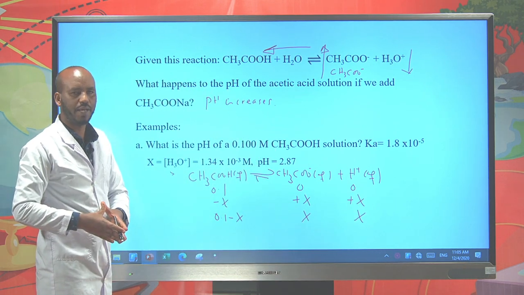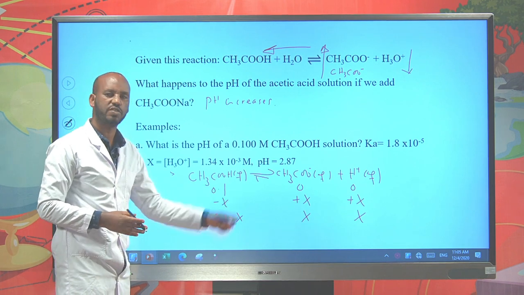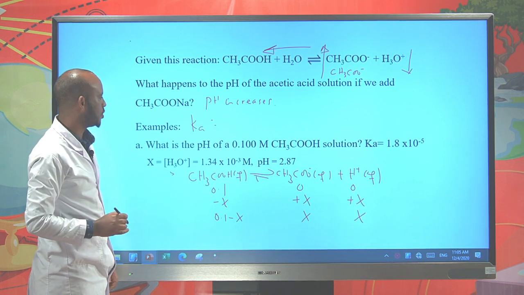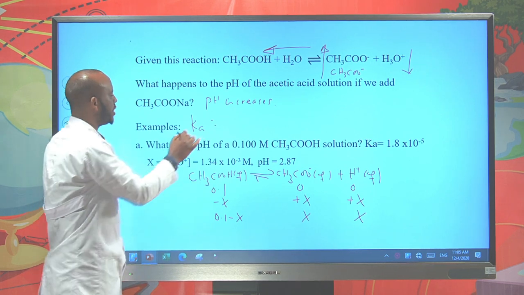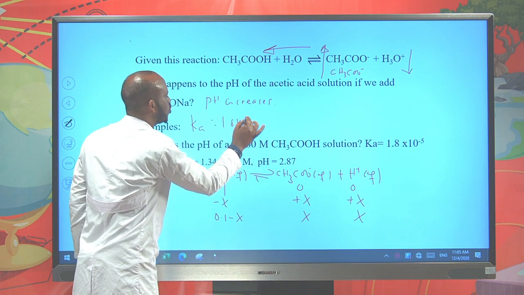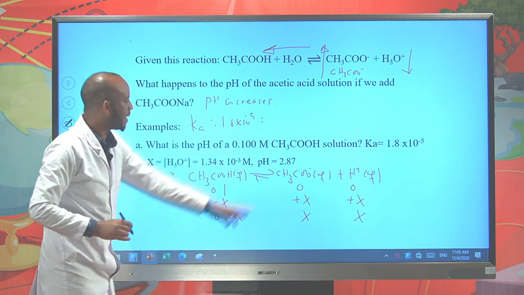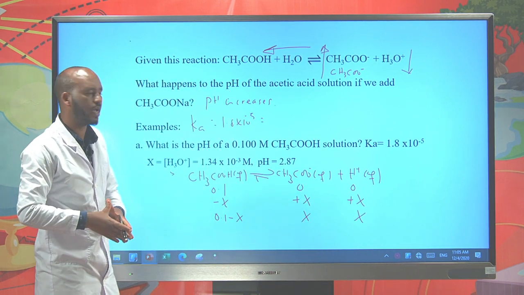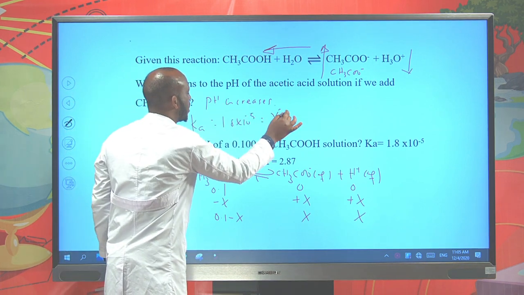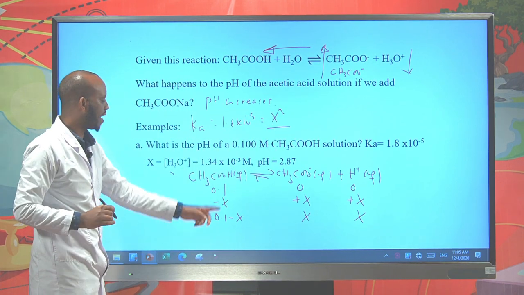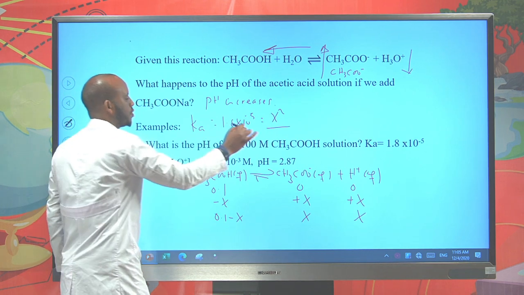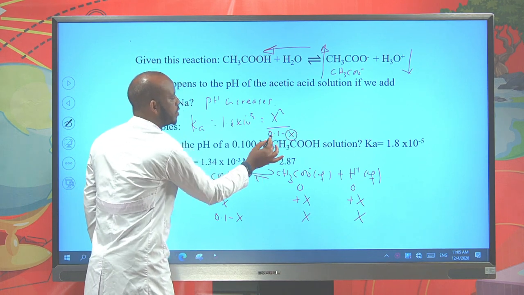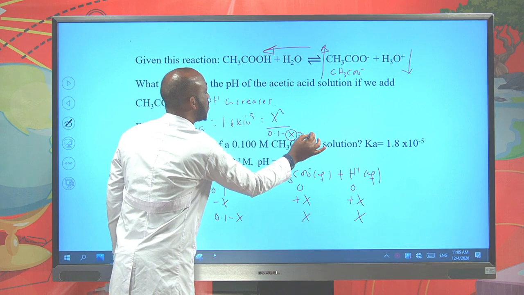You can set up the acid dissociation constant for acetic acid. Now Ka, the acid dissociation constant for acetic acid, is 1.8 times 10 raised to minus 5, equal to the equilibrium concentration of acetate, which is X, times the equilibrium concentration of H plus, again X, so X squared, divided by the equilibrium concentration of acetic acid, which is 0.1 minus X. For a small value of X, 0.1 minus X is approximately 0.1.